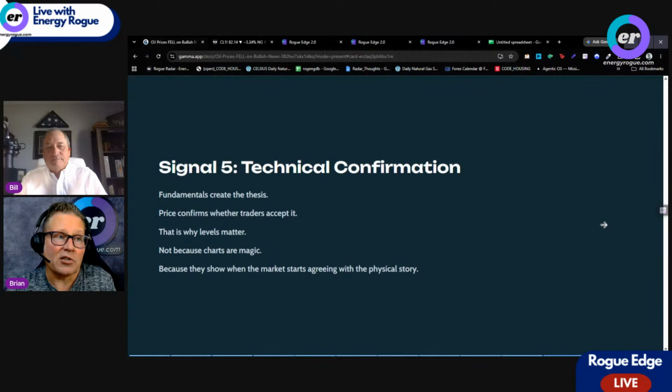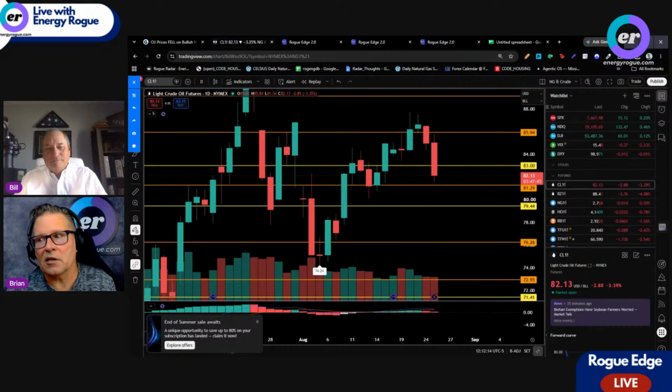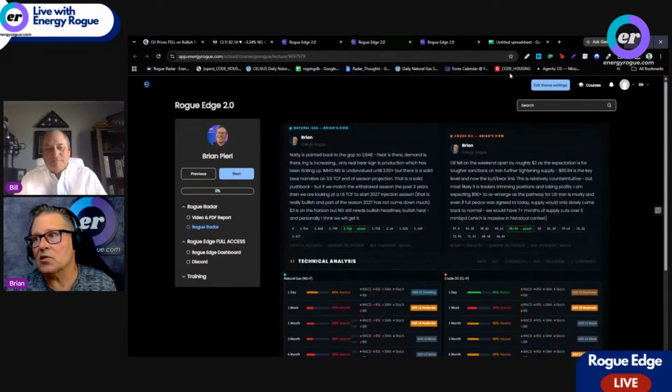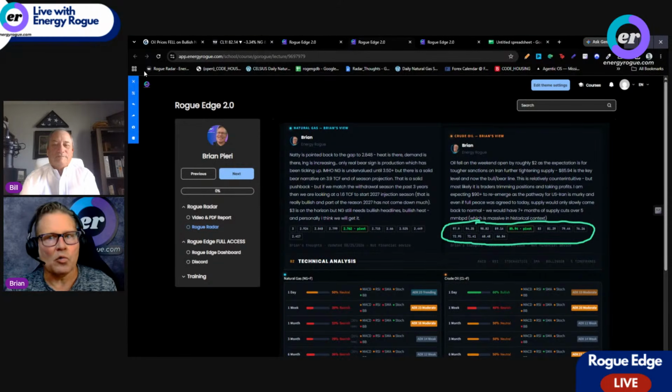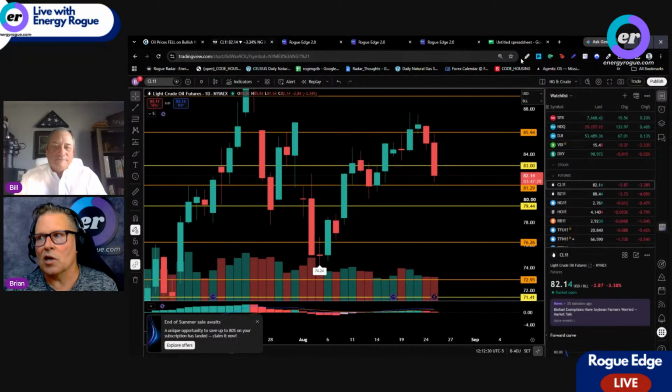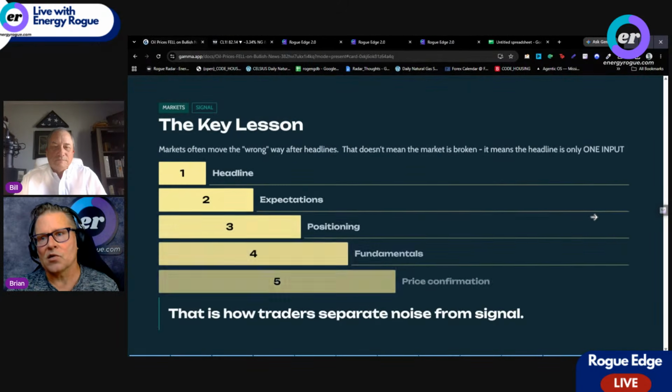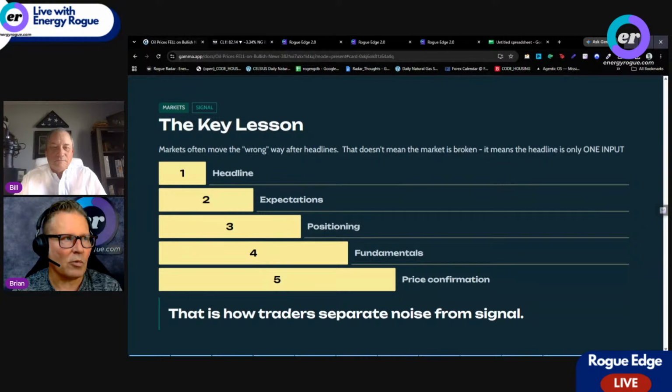So the technical confirmation, this is where I get back to, we have particular levels that we track, and also inside of Rogue Radar. And again, this is our tool. We actually identify the price levels that we are looking at, so that you have a cheat code so that you can go to your chart and you can say, oh, wait, we haven't gotten to this 81.29. We're kind of hovering around here, but we've got this 85.94. So where do we go from here? If 81.29, where does it go from there? Likely 76.26. So we identify all of that inside of Rogue Radar. So what is the key lesson? What do we take away from this, Bill?